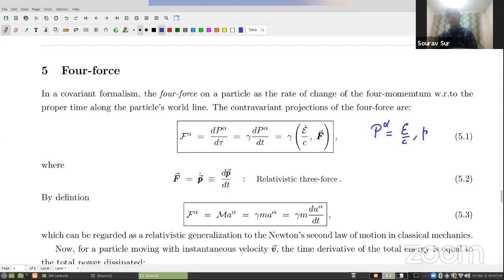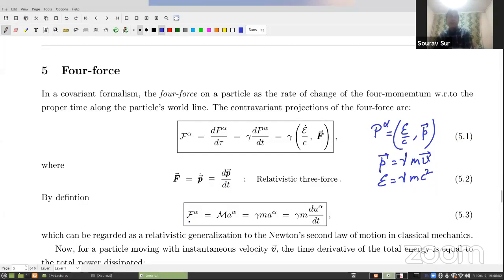It has components. So the time derivative will give you E dot and P dot. P dot is the relativistic force. Remember, this P is gamma m v, not just m v, and E is gamma m c squared. So you can write this in the component form in this way.